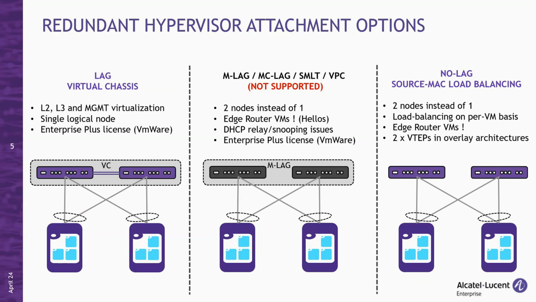Next, we will go to the third option, which is to use NIC teaming on your virtual machine. This option can be used when LACP is not supported on your hypervisor or to avoid the additional licensing costs incurred by enabling this feature. Leaf nodes are not virtualized. They are 2 separate entities with independent control and management plane.